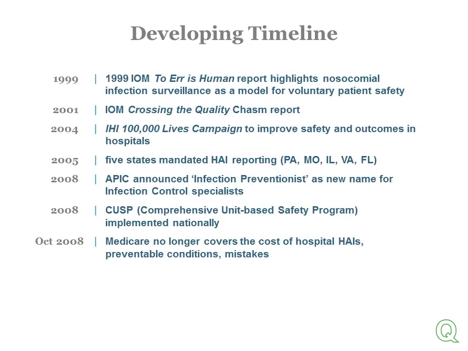Next slide. This next slide highlights some key developments that contributed to the evolving role of infection prevention. In 1999, the Institute of Medicine published the landmark report, To Err is Human, which emphasized infection surveillance as a model for voluntary patient safety. 2 years later, the IOM published Crossing the Quality Chasm. This report brought attention to the quality of health delivery and evidence-based practice.